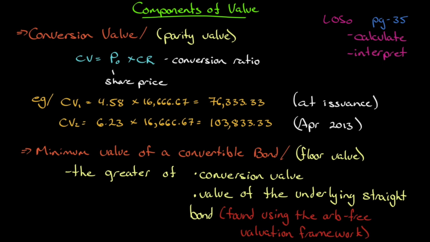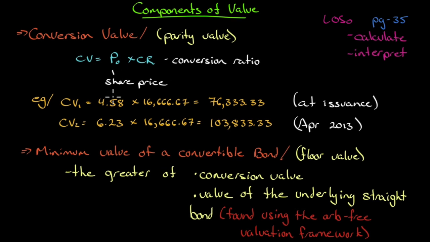All right, let's look at different ways in which we can measure the value of a convertible bond, other than just the price of the bond itself. We can look at conversion value, sometimes called parity value. The conversion value is P0 times CR, the conversion ratio. We already saw the conversion ratio for the bond we were looking at: 16,666.67 shares. And P0 is just the share price. So this tells us the conversion value of a bond.